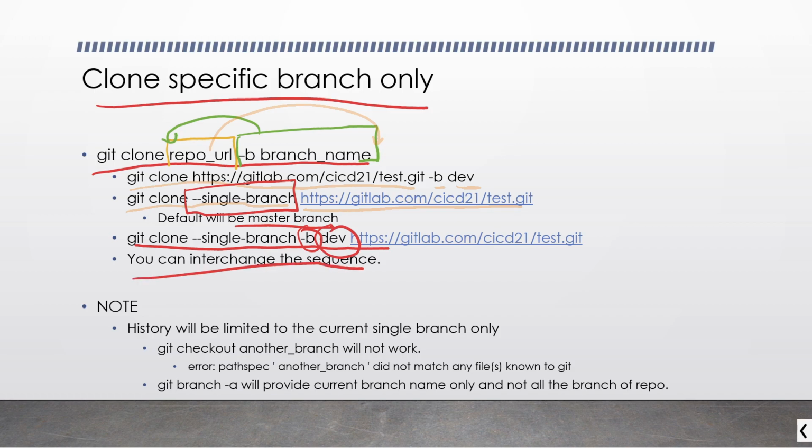Now in the case of cloning a specific branch, the history will be limited to the current single branch only. What is the meaning of this? It means that whenever you try operations like git checkout to another branch, it will not work. It will provide some error. Also, git branch -a generally provides the list of all the branches of that repository, but in the case of cloning a specific branch, it won't provide the entire list. It will provide the current branch name only.